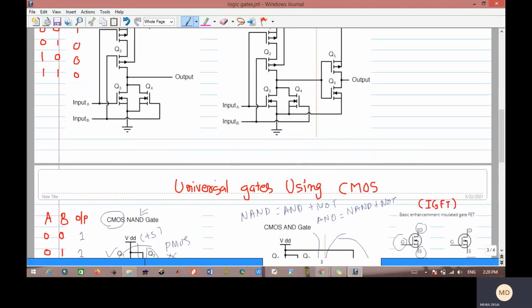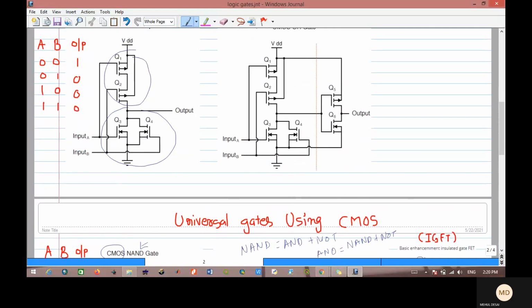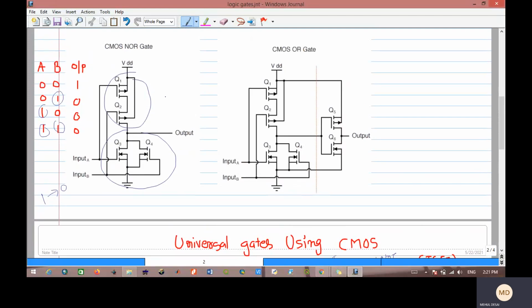Similarly, if we have a universal NOR gate, here two PMOS are in series and two NMOS are in parallel. So this is nothing but the NOR gate circuit. The NOR gate definition is: if any input is 1, then the output is 0. So here with 1 1 we get the output 0. So this is the CMOS NOR gate.